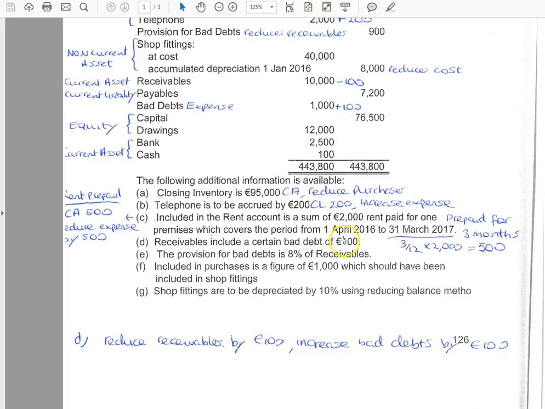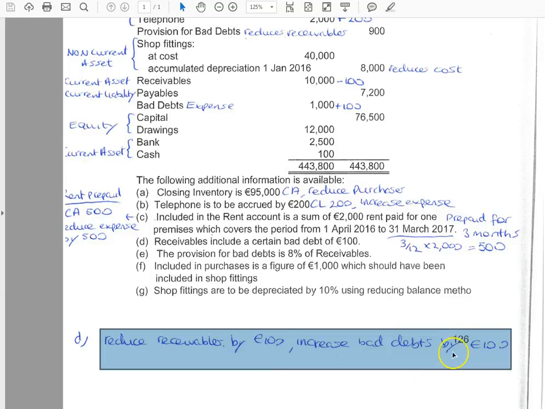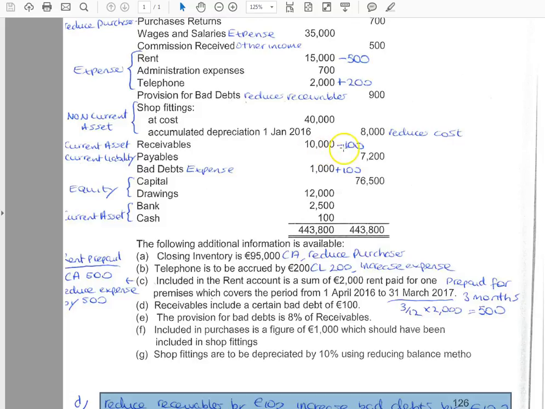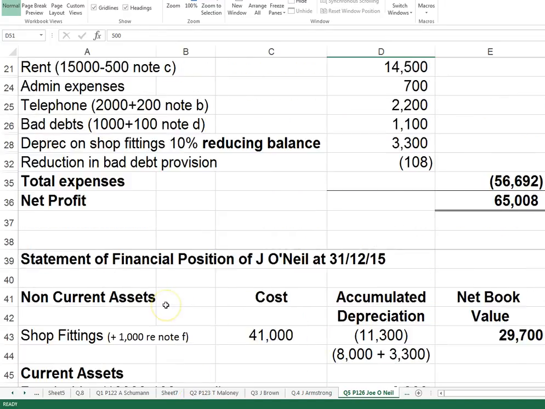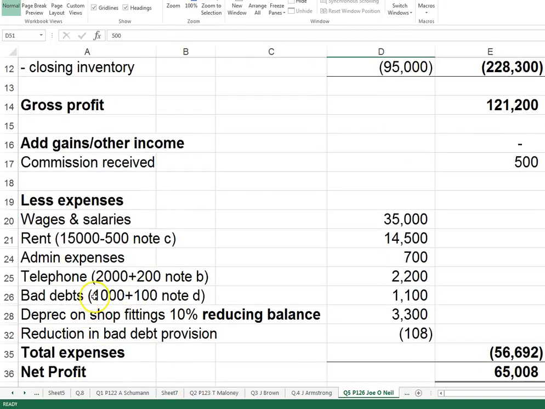The next adjustment is part D. Receivables includes a certain bad debt of 100. So we reduce receivables by 100 and increase bad debts by 100. I just don't have enough room to do it here. So that's pretty simple. Come up to receivables. It goes down by 100 and bad debts increases by 100. So in our expenses, we'll show 1,100 for bad debts.